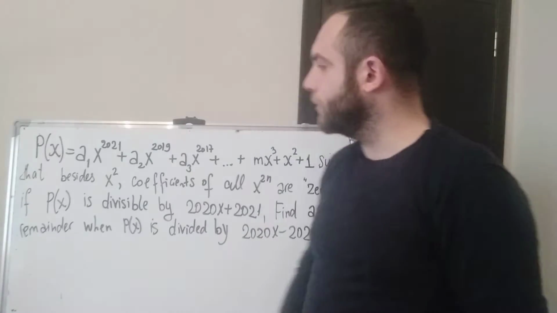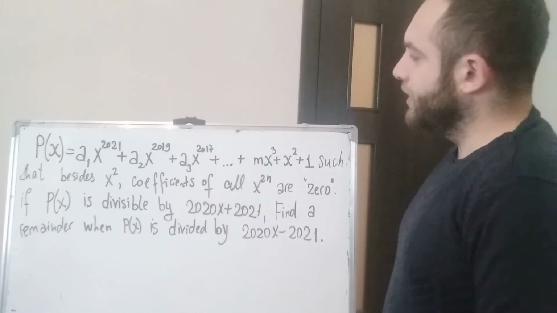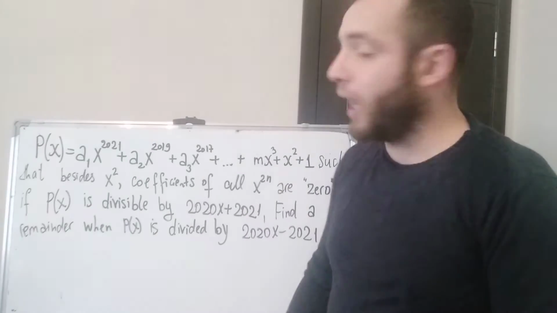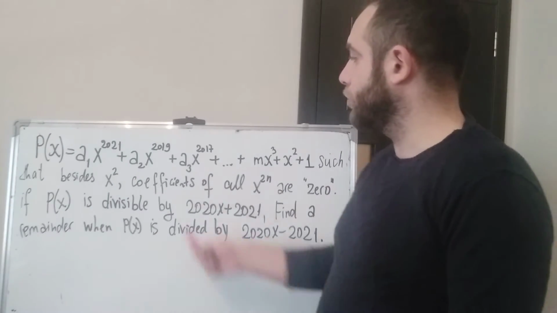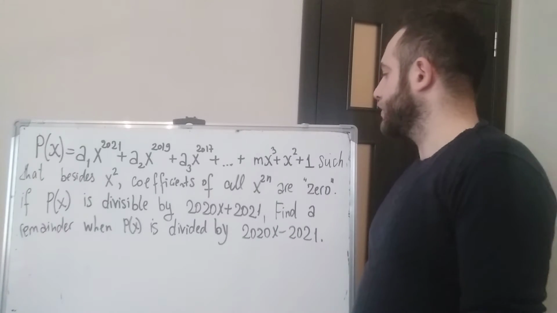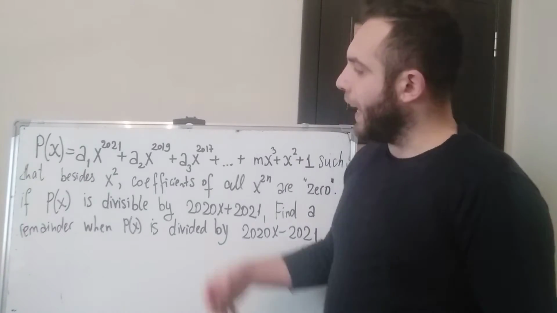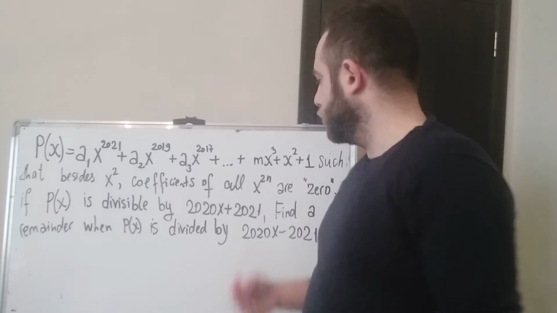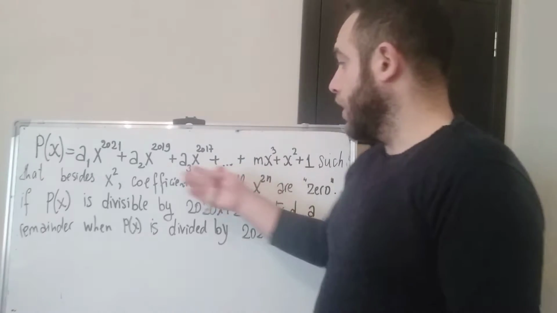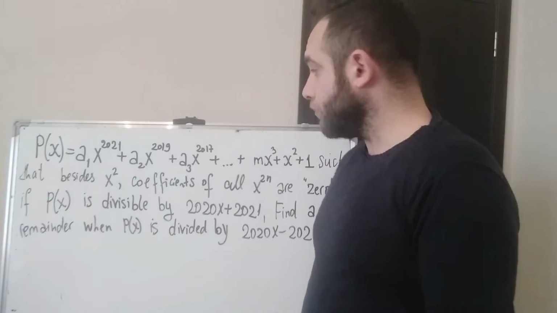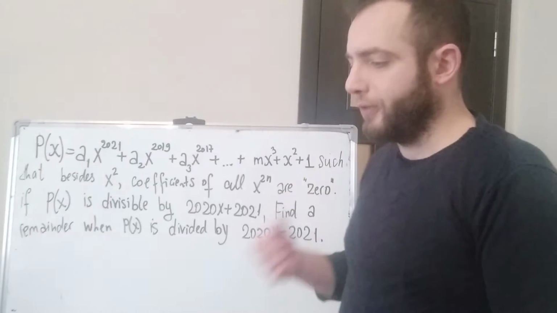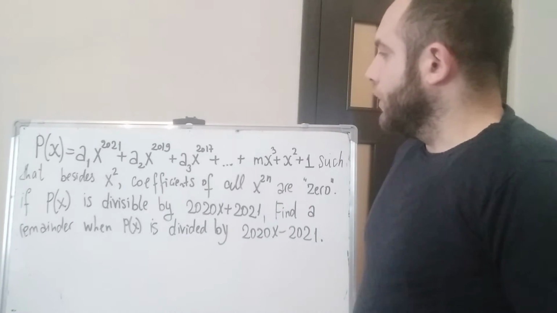Today is a nice polynomial problem. In this problem, they say P of x is a1 x to the 2021, plus a2 x to the 2019, and so on, up to m x cubed plus x squared plus 1. Here a1, a2, a3 up to m are just constants. It doesn't matter what they are, a, b, c or m, they're just coefficients, different from 0.